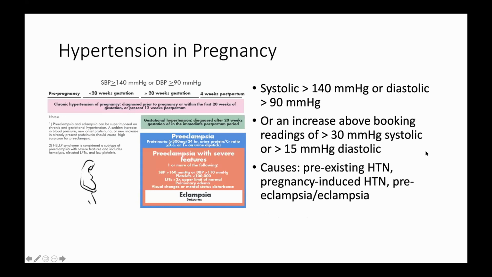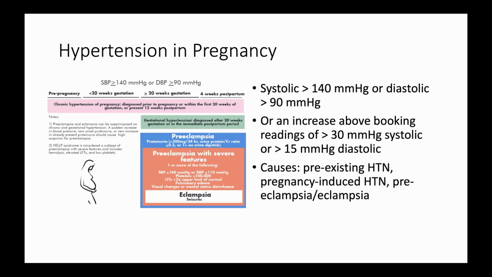Okay, so what's the definition of hypertension in pregnancy? Well, it's very much the same as hypertension outside of pregnancy, meaning a systolic blood pressure of over 140 or a diastolic pressure of above 90 is the definition of hypertension. Also, if your systolic blood pressure rises by more than 30 or your diastolic by more than 15, that would also classify as hypertension in pregnancy.